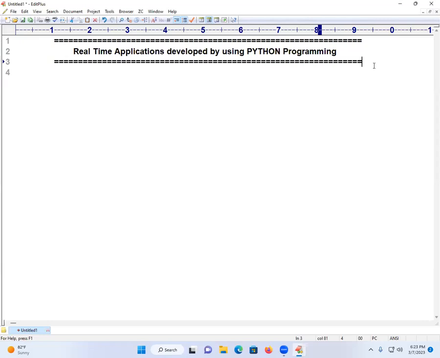So let me start today's session: real-time applications development by using Python. And once again, a small piece of information I would like to give. To understand this Python, yesterday's class I said there is no need to have any prerequisites for learning this Python course. No need to have C language. No need to have C++. No need to know Java. Nothing is required. I want only your fresh knowledge.